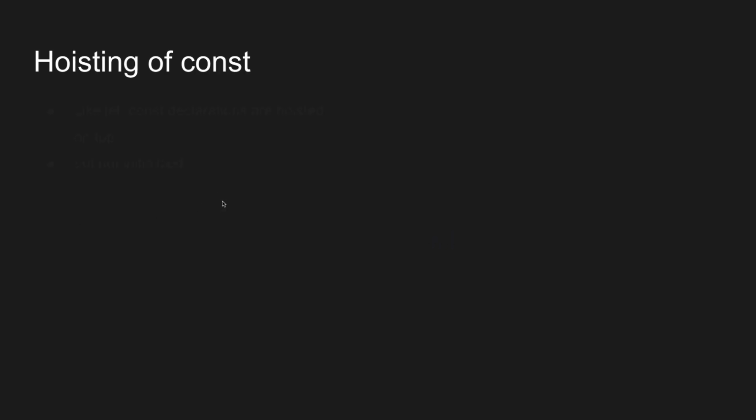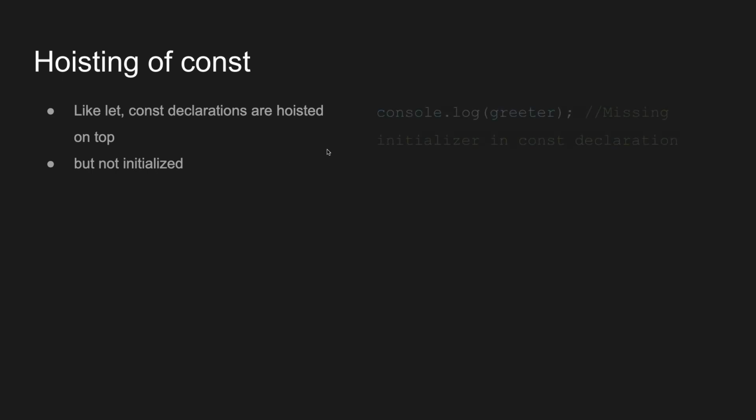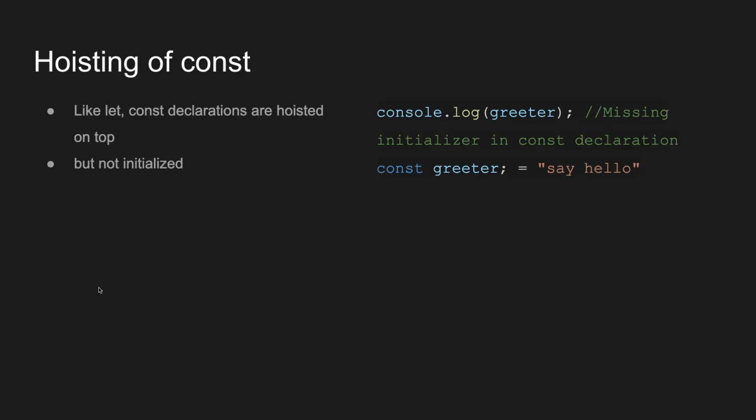Hoisting of const. Just like let, const declarations are hoisted on the top but are not initialized. So similar to let, if we try to access the variable greeter, which is a const variable, before its declaration, then it will give an error. So that's it for the differences between var, let and const.